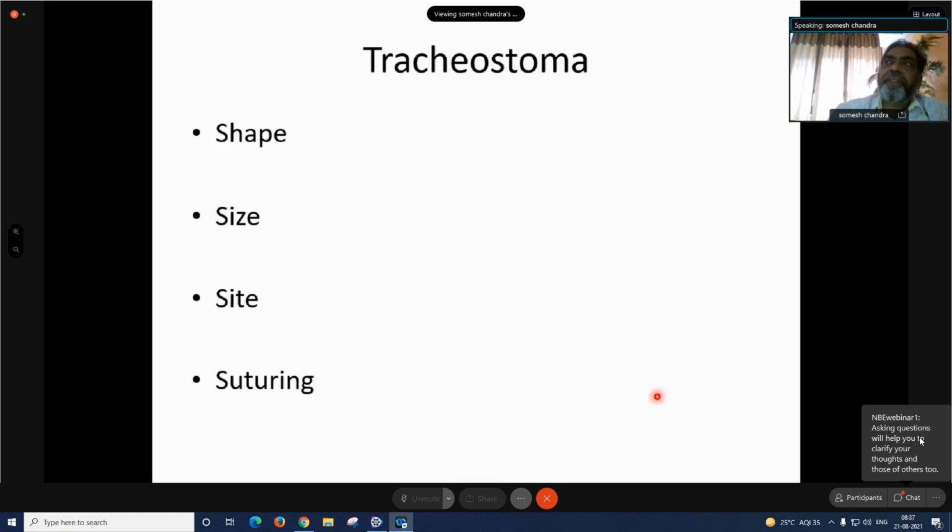The suturing should be such that the cartilage is not exposed at the cut end. So you take a bite in the skin, take a bite in the trachea, and then reverse the stitch and take a bite again in a deep dermal plane. So the skin gets gathered over the tracheal, the cartilaginous cut margin, and that aids better healing and prevents stenosis and scarring there.